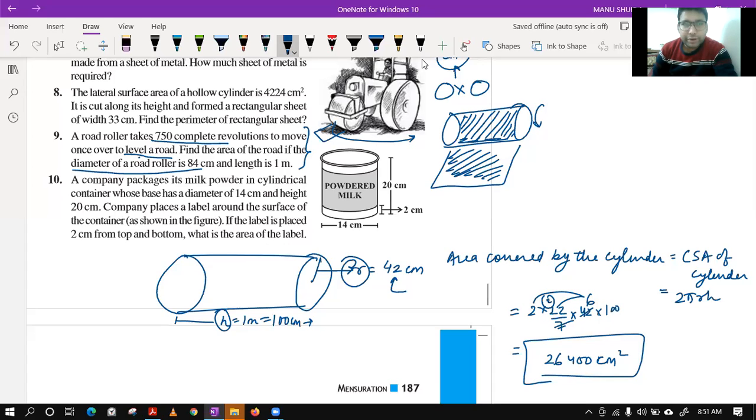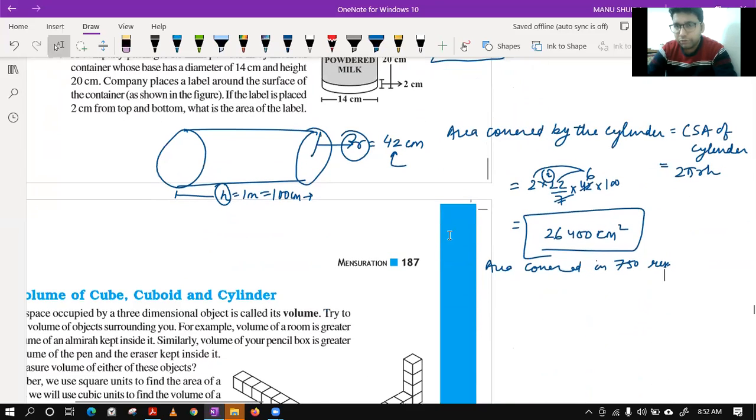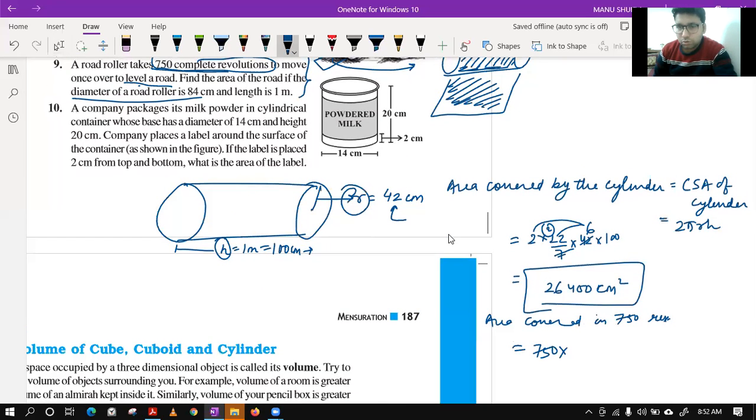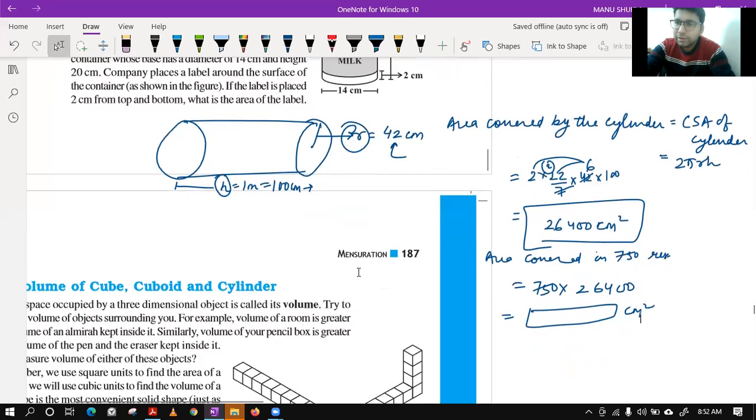Now you can find there are how many revolutions? 750 complete revolutions. So to find the area covered in 750 revolutions, you just need to multiply this by 750. So it is 750 multiplied with 26400, and you will get the answer in centimeter square. If you want the answer in meter square, you have to divide by what number? Please tell. If you want the answer in meter square at the end, what will you divide the given answer by?